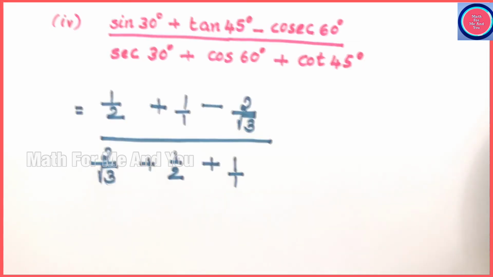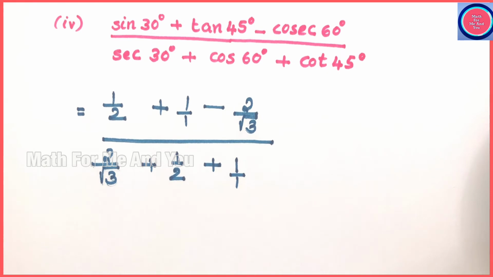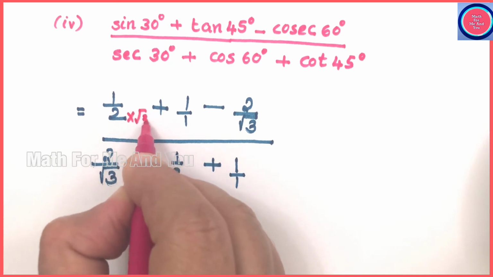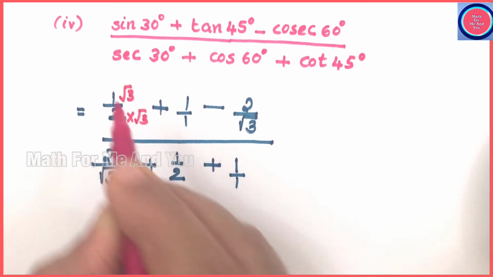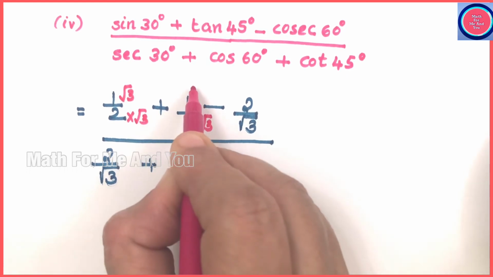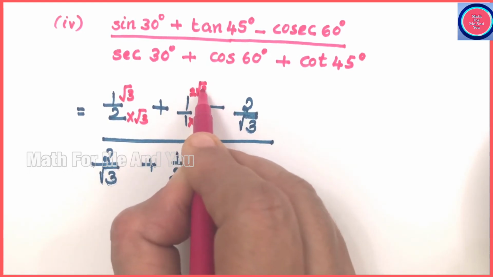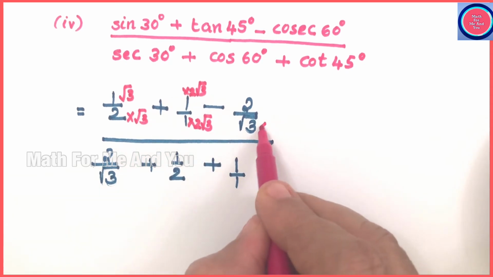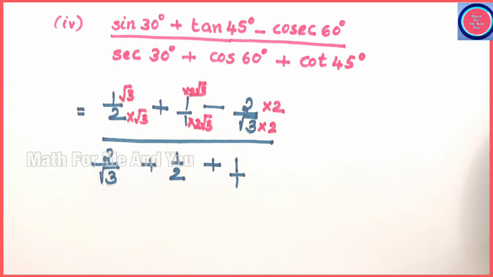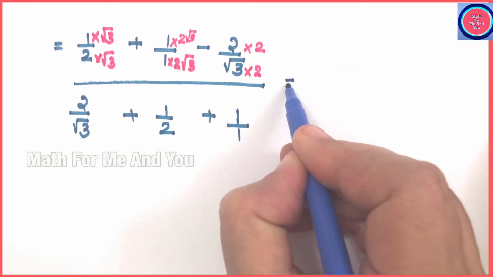The first term 1 by 2, that means just multiply with root 3 up and down. So we get 2 times root 3 and 1 times root 3. In the next term 1 is the denominator, so we multiply with 2 root 3 up and down. Third term root 3 is there, so we just need to multiply with 2 up and down. And in each term we can see now 2 root 3 is the denominator.